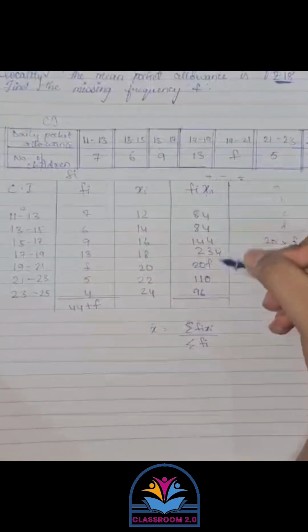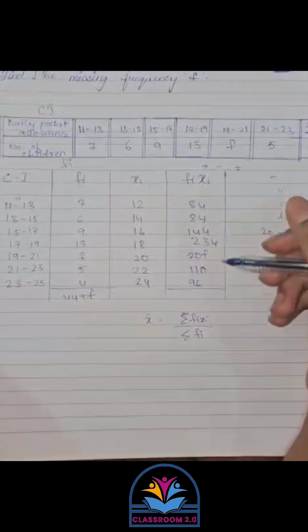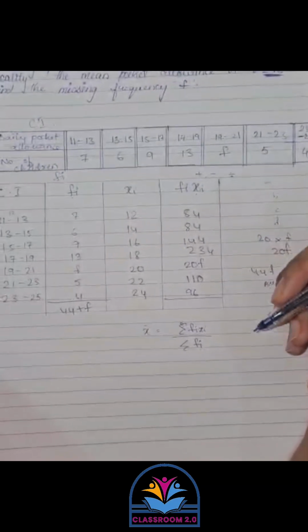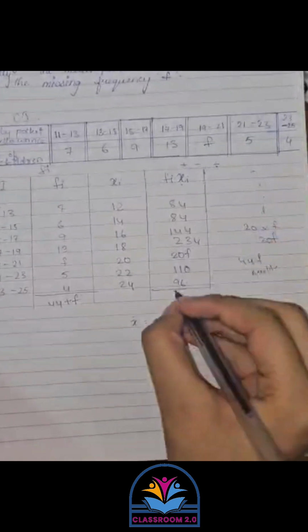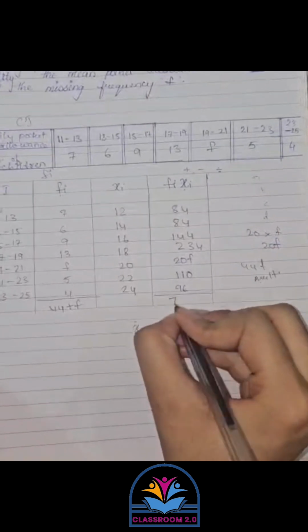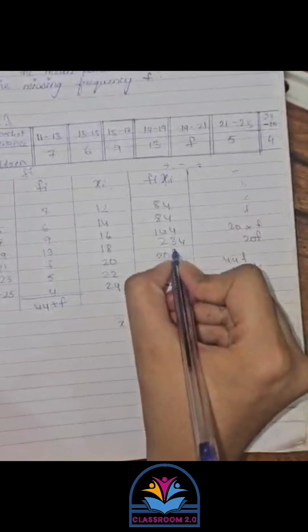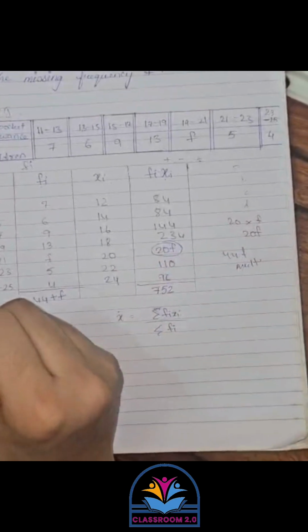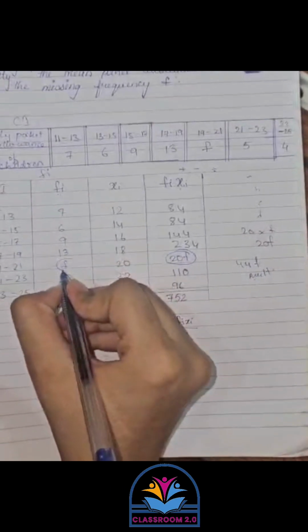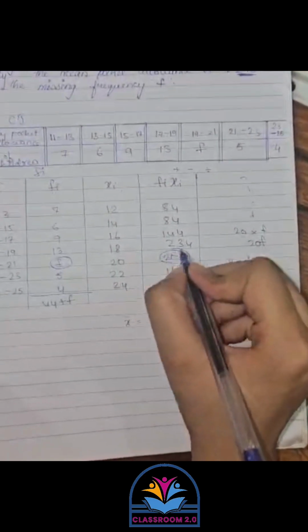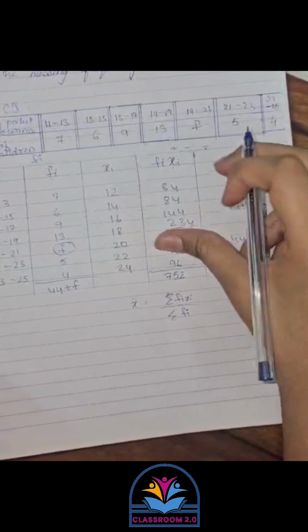Now add these. If you add these, what answer will you get? You will get 752. How? I am not adding 20f here. Like how I was not adding f here, likewise I am not adding 20f here. Leaving 20f, I will be adding all.